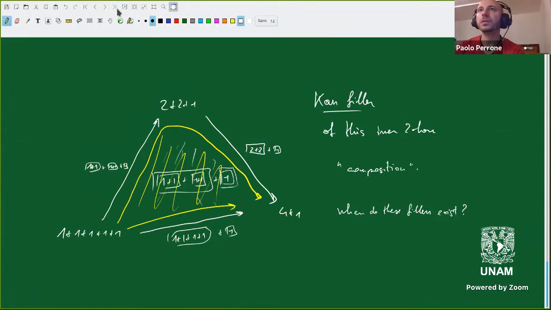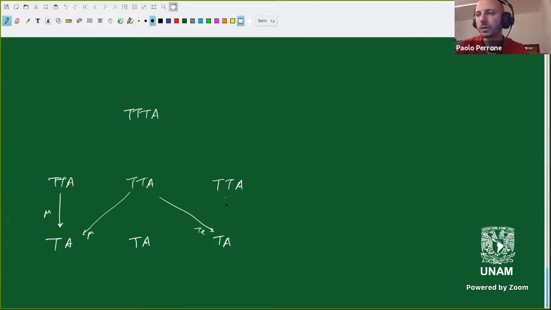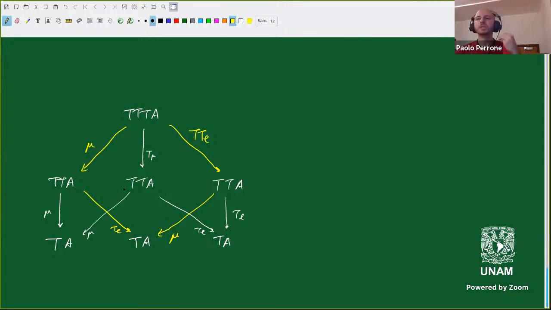So we were having TI, TTI, and then we had TE, T mu, and let me now do the other maps in yellow. Mu, T, TE, and mu.